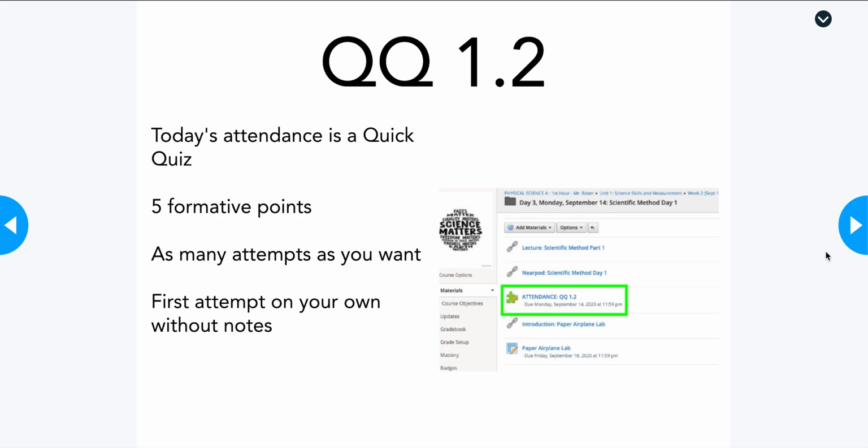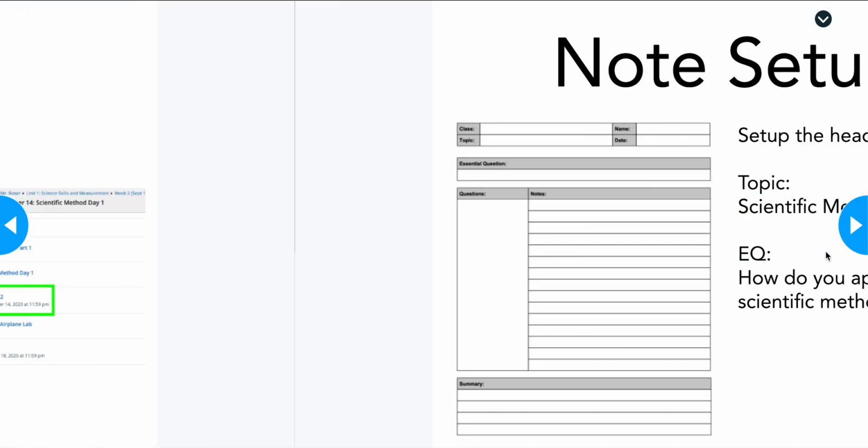It's over lab safety. Just a couple quick reminders. It is worth 5 formative points. You get as many attempts as you want, and the first attempt of this quick quiz is on your own without notes or help from anybody else. After that, you can use your notes. You can ask other people for help. You can take it as many times as you want. You'll keep your highest score. It's meant to be a study tool. So go ahead and pause this video and then go take that quick quiz.